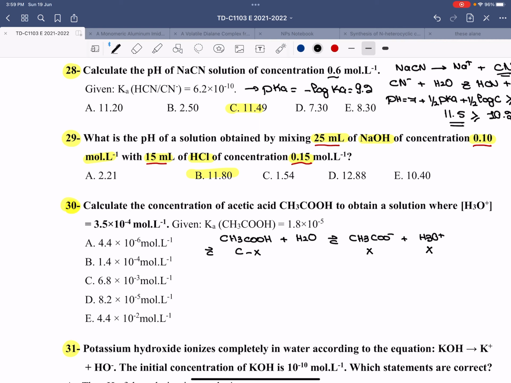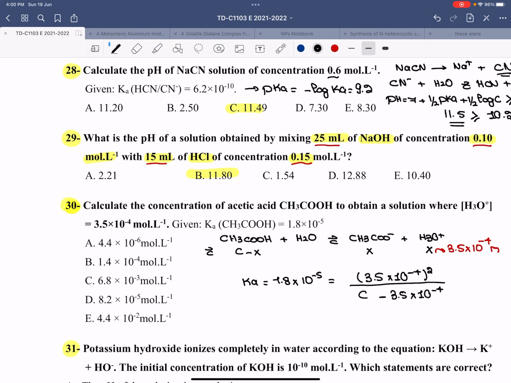Okay? Very simple. What is the value of X? They gave you the value of X here. X is 3.5 times 10 to the power negative 4 mole per liter. Good. Ka, which is also given, is equal to X squared, (3.5 times 10 to the power negative 4) squared, divided by C minus X, which is 3.5 times 10 to the power negative 4.